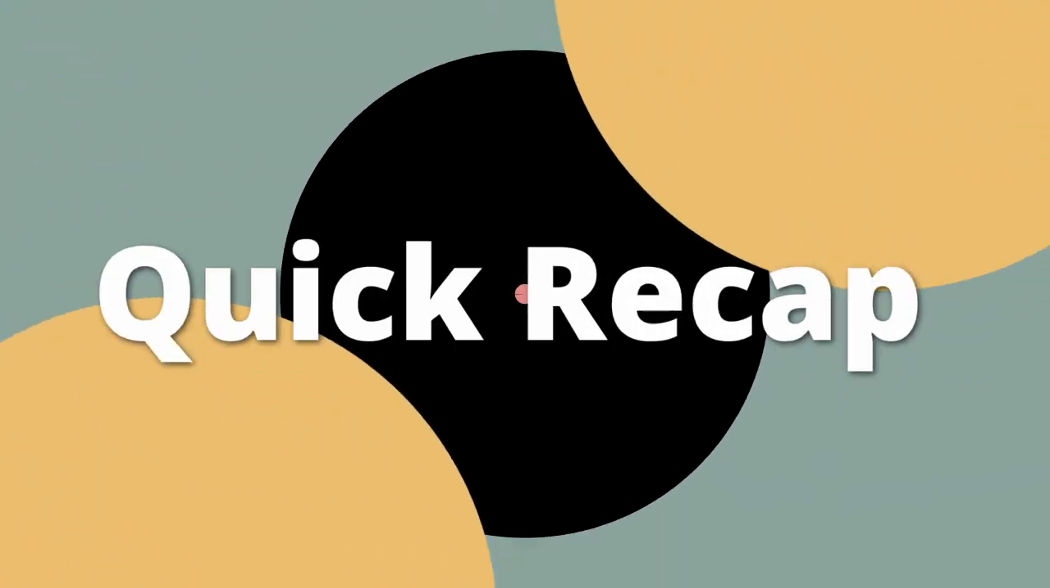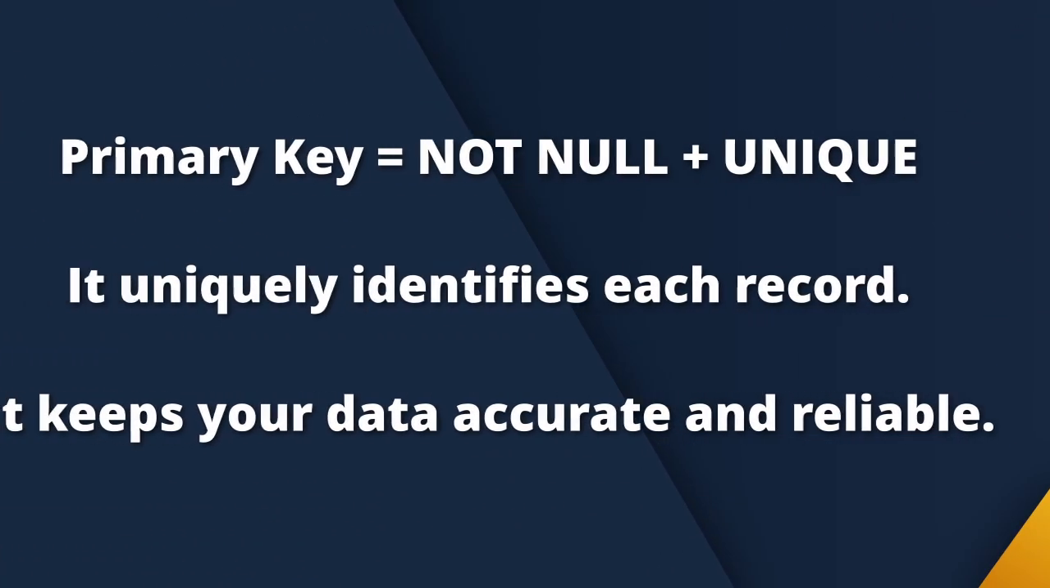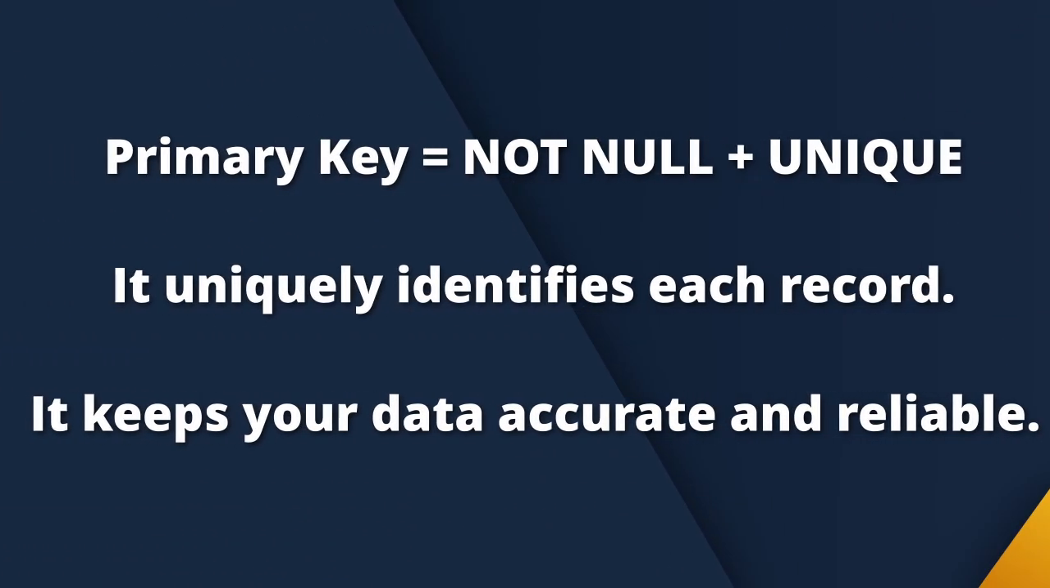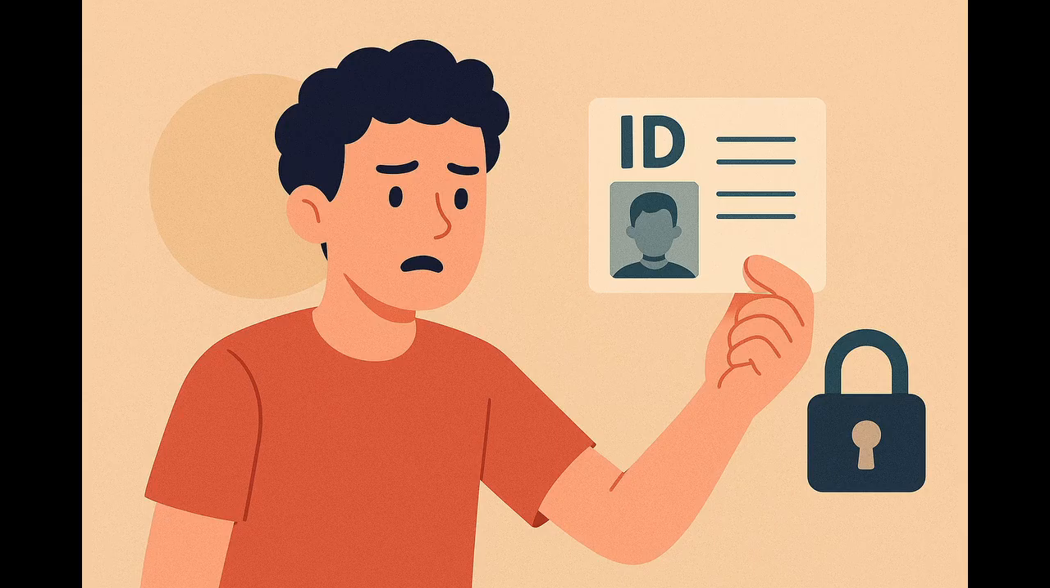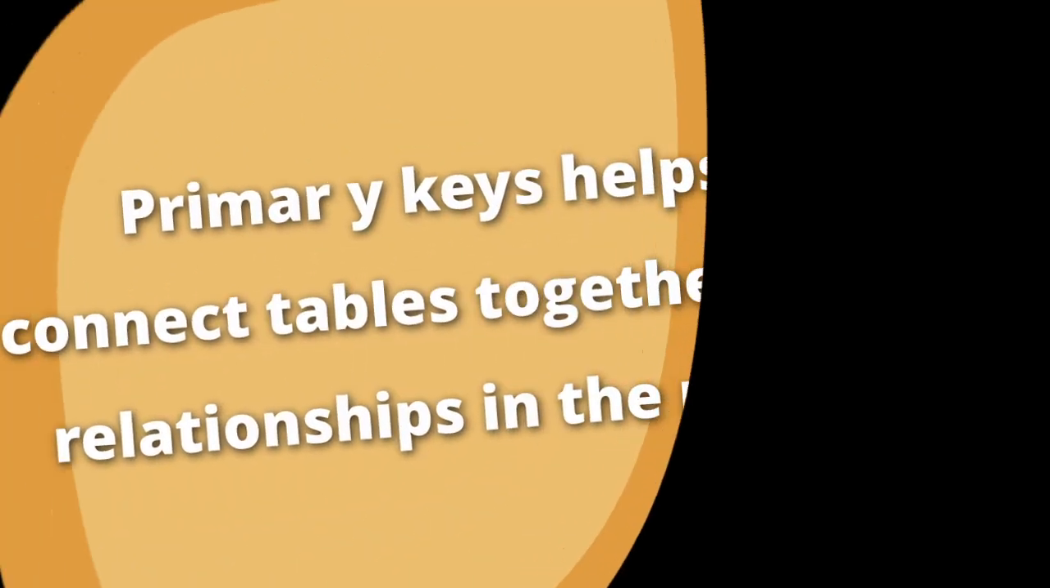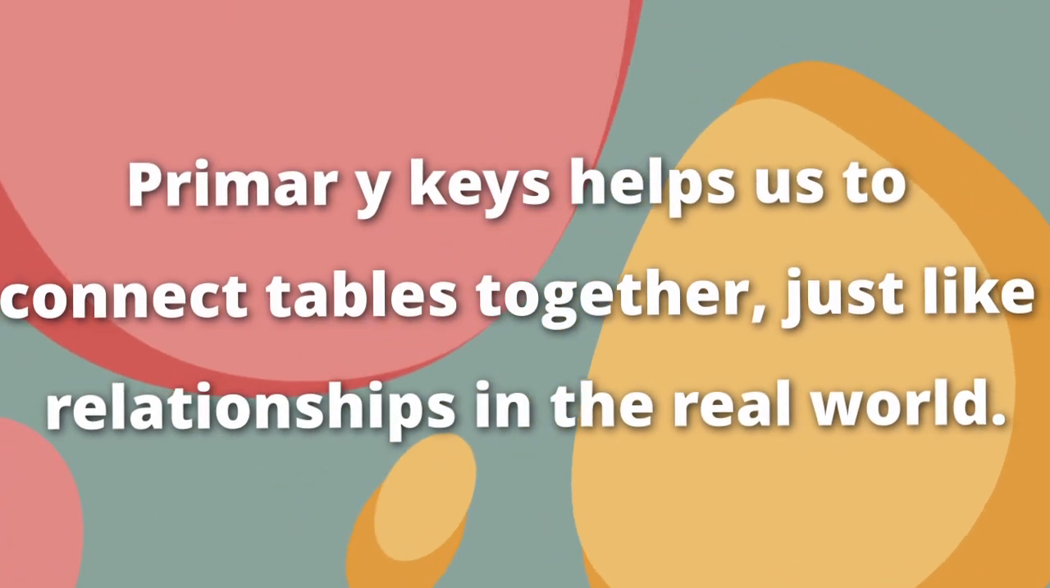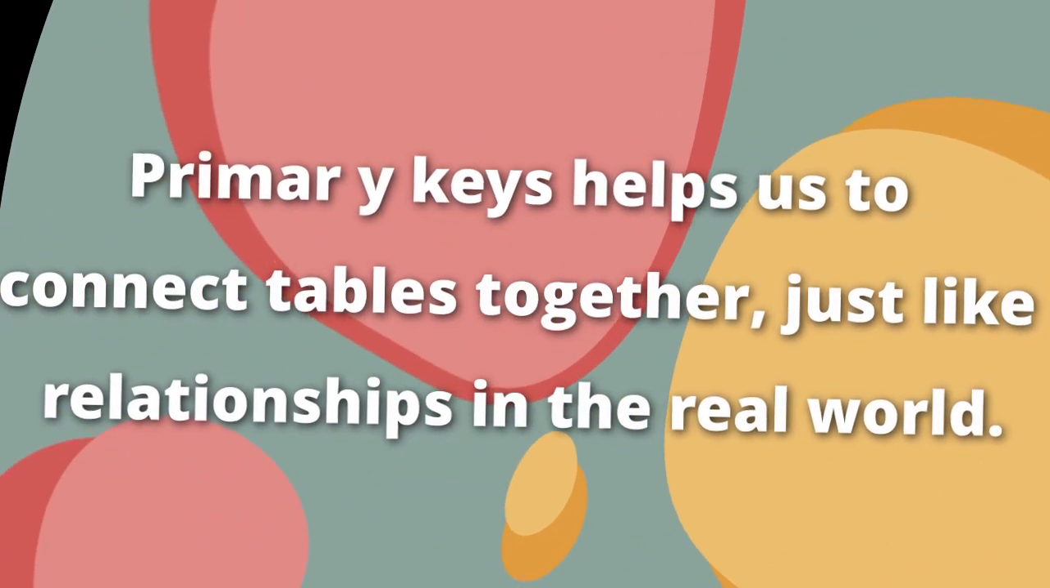Here is a quick recap: a primary key equals not null plus unique. It uniquely identifies each record. It keeps your data accurate and reliable. Think of it as your identity card in the world of SQL. No two are the same and you can't exist without it. And that's everything you need to know about the primary key constraint in SQL.